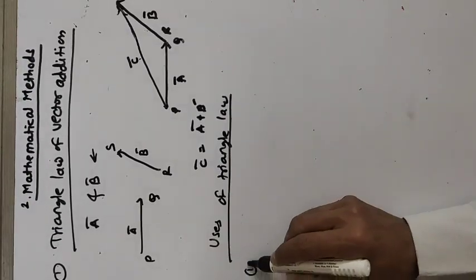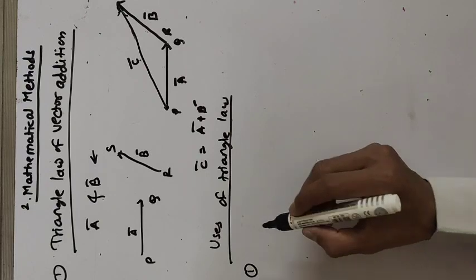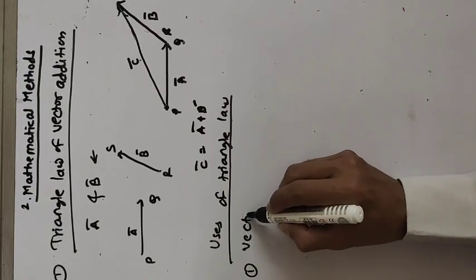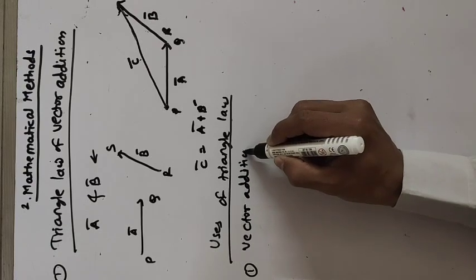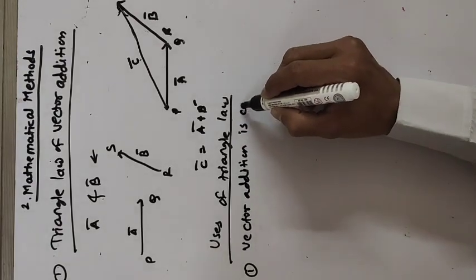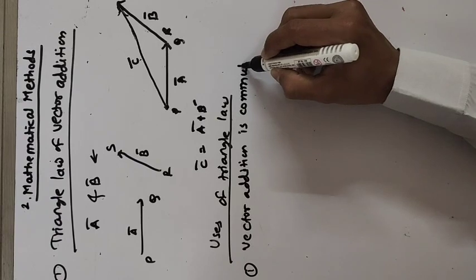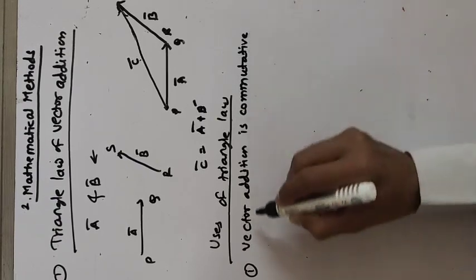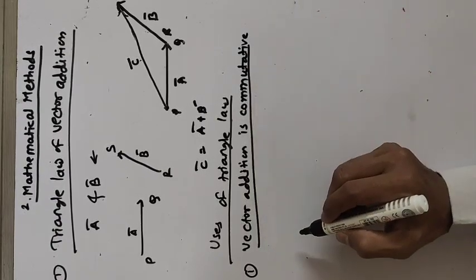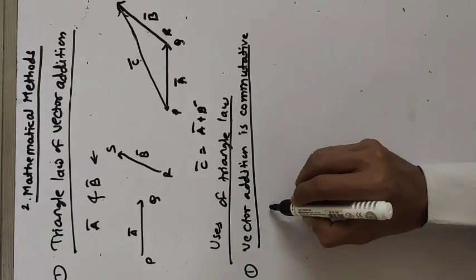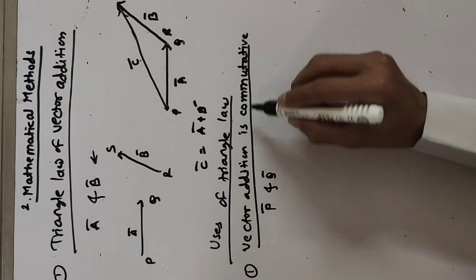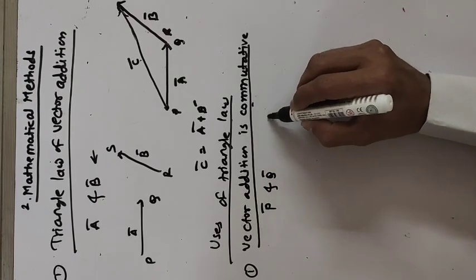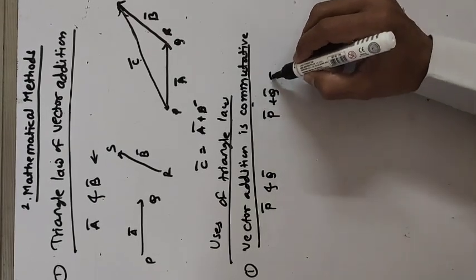Uses of triangle law. First, vector addition is commutative. For this, again we have to consider two vectors P bar and Q bar. As we say that vector addition is commutative, that means P bar plus Q bar is equal to Q bar plus P bar.